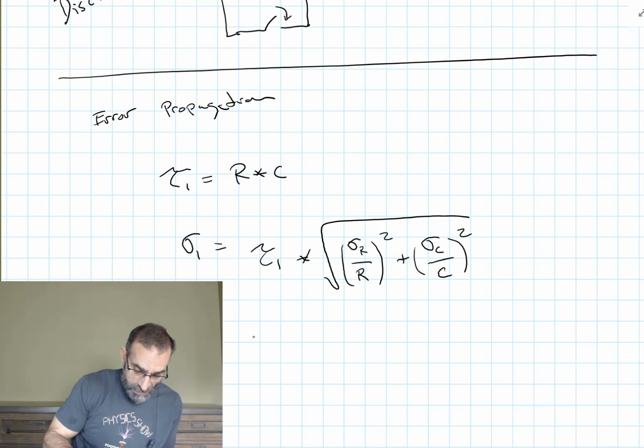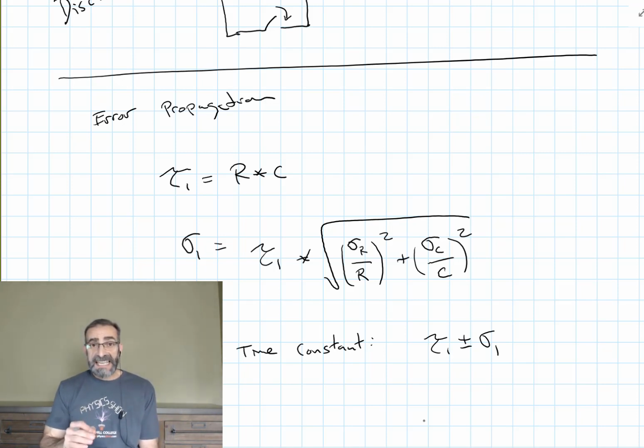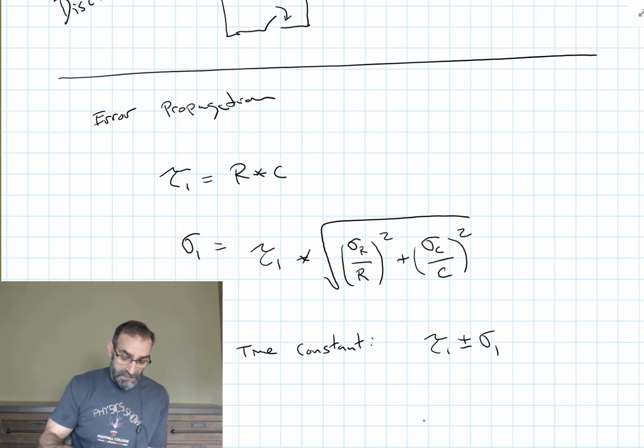And then how do we report that value? Tau 1 plus or minus sigma 1, right? Units of seconds for both of those. It might surprise you that resistance, units of ohms, and capacitance, units of farads, multiplied together gives you seconds. But it does. So you can check that if you're curious, but you can take my word for it. Okay, so error propagation, that's one thing we're going to do.